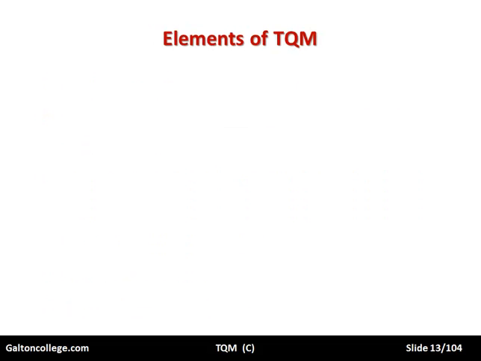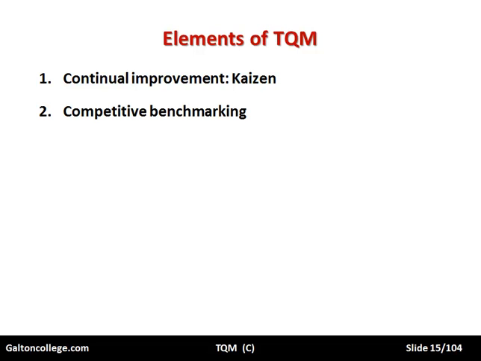Now, elements of TQM, well, as I said, continual improvement. Now, we'll talk about Kaizen later. I'm just putting the word there for the moment to familiarize you with the word. We'll come back to it in a separate video. It's an important issue and one that needs a bit more care and attention. But I'm not going to get into it here. I'm just going to say continual improvement, Kaizen, and we'll leave it at that. The commitment of the organization is to continually improve the processes and continually improve the product.